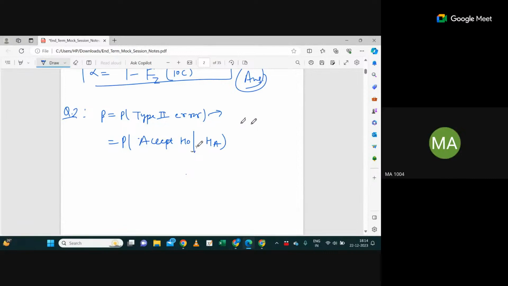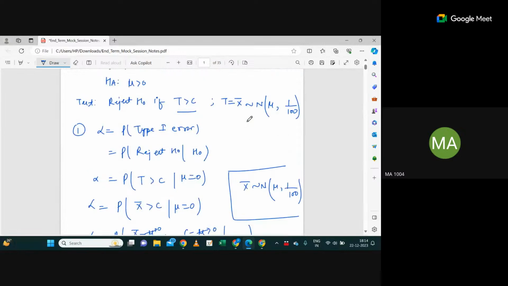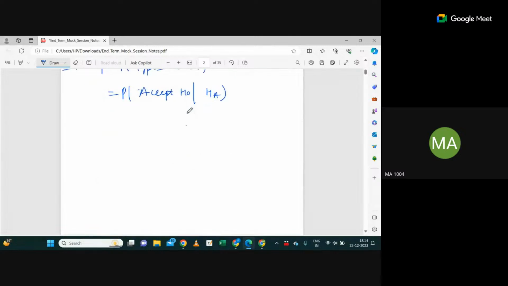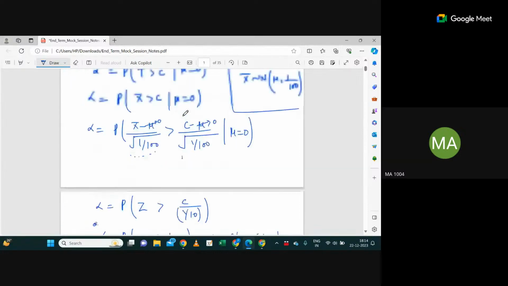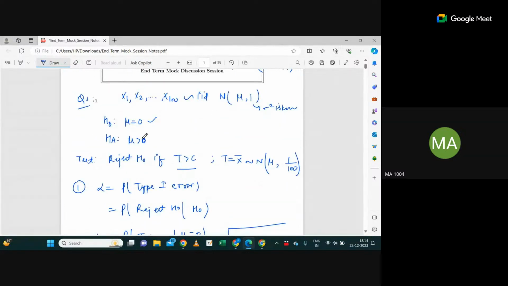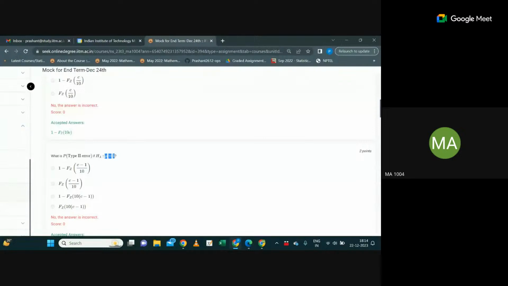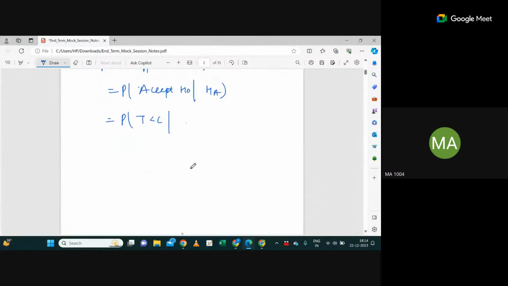When I'm rejecting my H0, I'm rejecting it when T is greater than C. I will accept if this is less than or equal to C. So I'm accepting H0, which means probability of T is less than C. Now in this case, my alternative says mu is greater than 0, but we have to find the probability of type 2 error for a particular value of mu. It's given that mu is equal to 1. We have to find this.